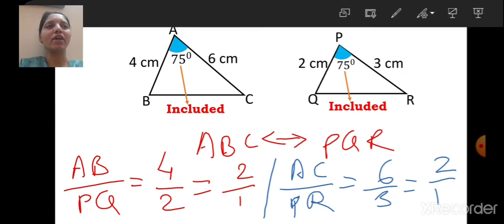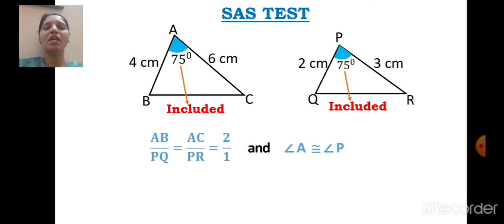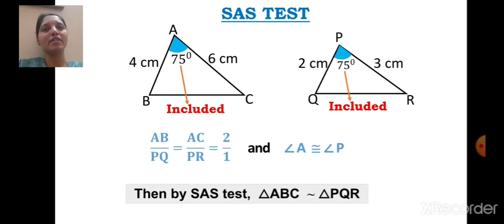So here you can write AB upon PQ is equal to AC upon PR is equal to 2 upon 1 and angle A is congruent to angle P, that is 75 degrees. And this angle A and angle P are included between the two corresponding sides. So we can say here triangle ABC is similar to triangle PQR by the side angle side test. Are you getting this?